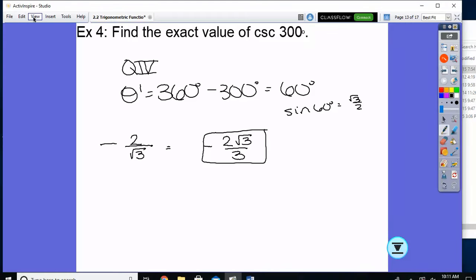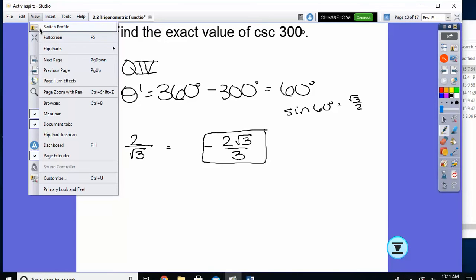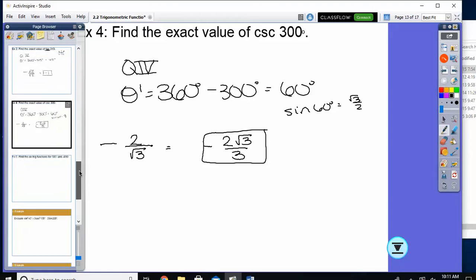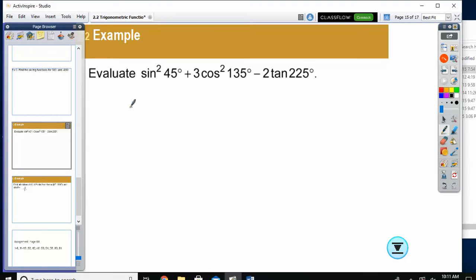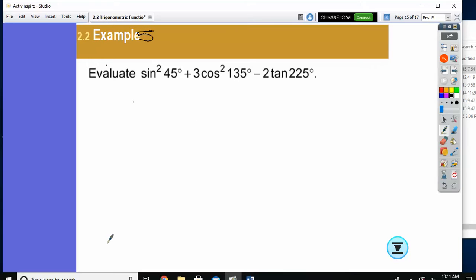Let's do, I'm kind of skipping around today, so bear with me. Let's do this one. Example 5 here. Sine squared 45 degrees plus 3 cosine squared of 135 degrees minus 2 times the tangent of 225 degrees. So we have to evaluate a lot of things here.